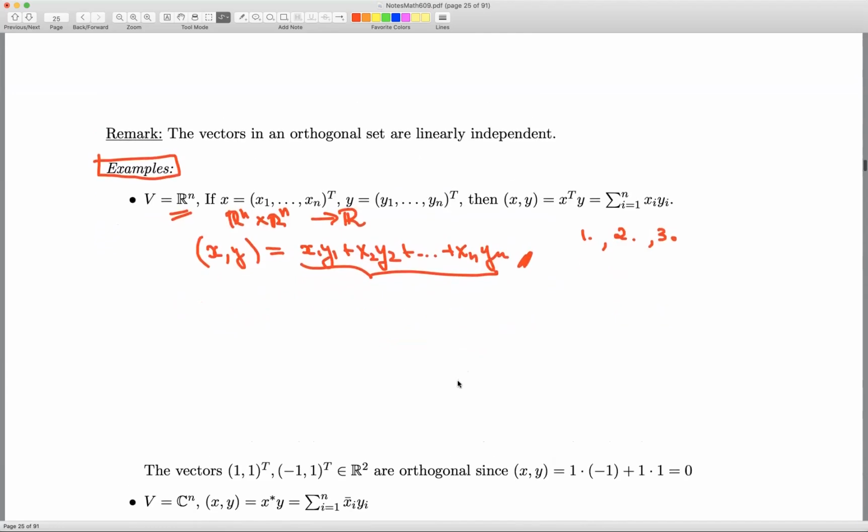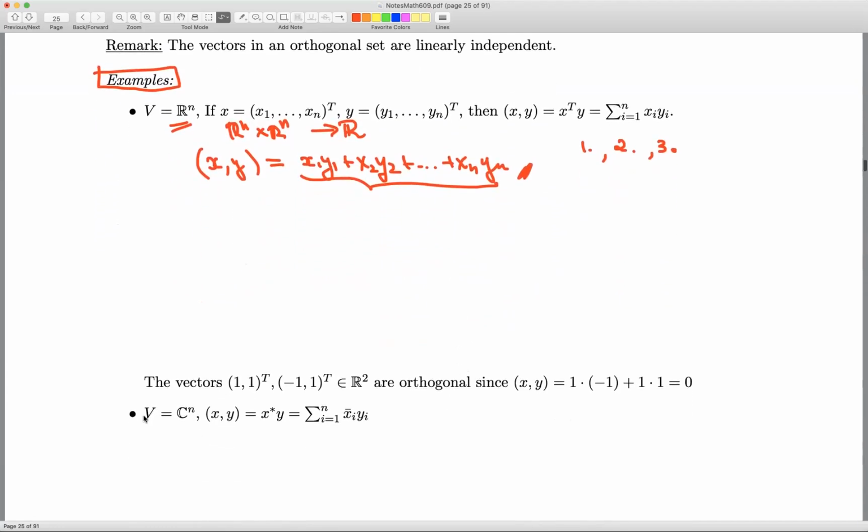Another example is when the vector space V is the set of all n-tuples whose coordinates are complex numbers. Then we can define an inner product between any two elements of Cn through this formula, the sum of xi bar times yi. And one can also show that this formula defines a mapping that satisfies conditions 1, 2, and 3 that are necessary for something to be an inner product space.